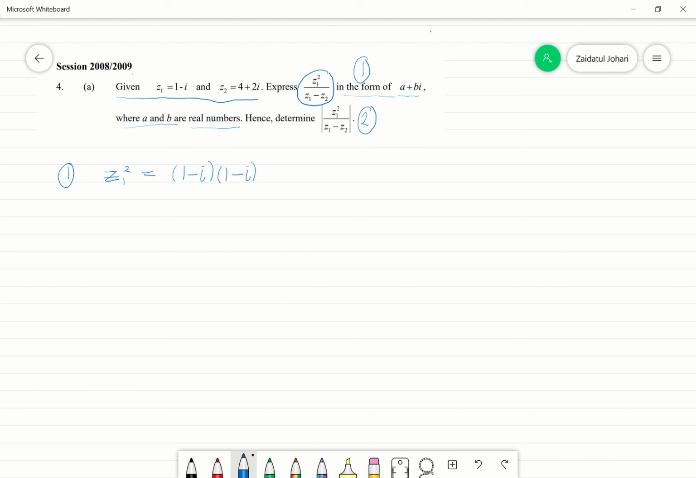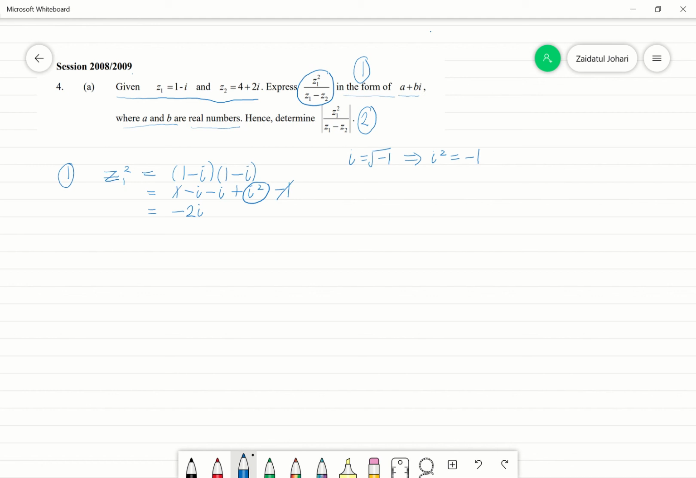Okay, so we just expand the bracket. So we have 1 minus 2i plus i squared. And because we know i is the square root of negative 1, which means i squared will give us negative 1. So we replace this i squared with negative 1. So we can cancel out this 1 and negative 1 and we will get negative 2i.